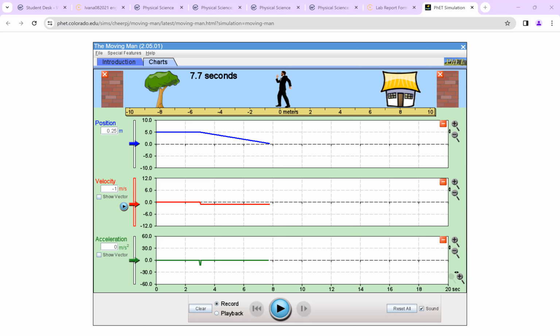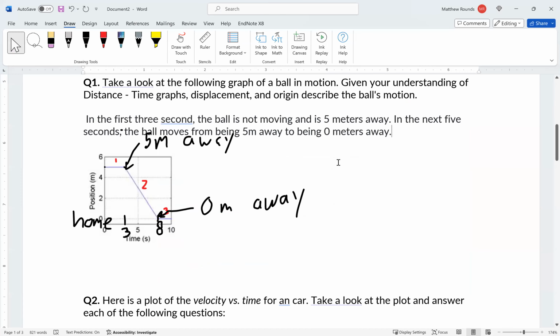I think your screen is stuck on the man moving right now. Okay, let's go back to the other screen. There we go.